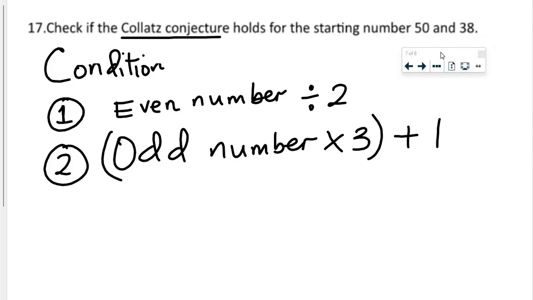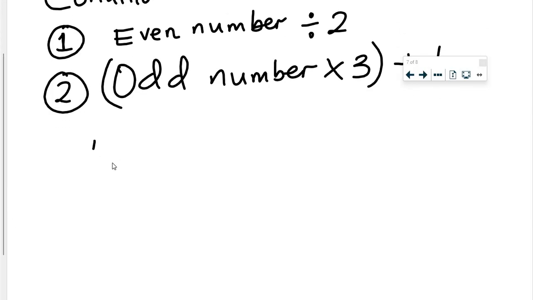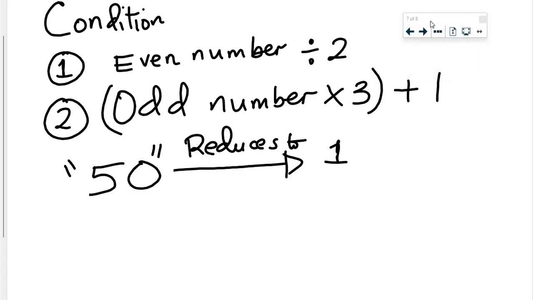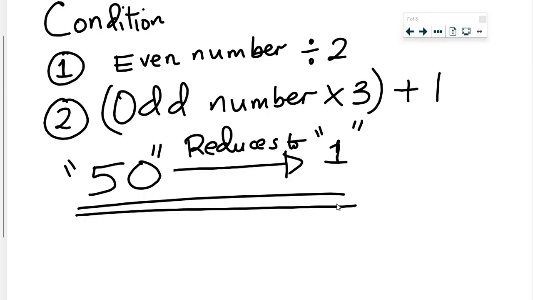Okay, now let us see. Check if the Collatz's conjecture holds for the starting number 50. Meaning, you take this number 50, follow these 2 conditions until this number reduces to 1. 50 has to be reduced by following these 2 conditions until we get 1. This is what we call Collatz's conjecture. Now let us start.